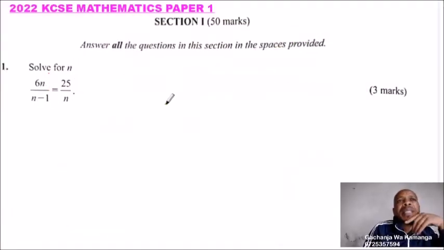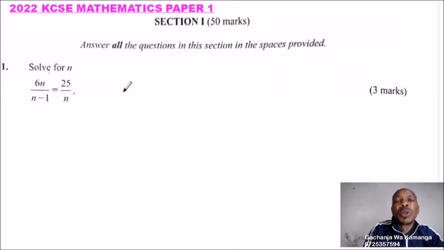This is 2022 KCSE Mathematics Paper 1, Section 1, 50 marks, consists of 16 questions. Answer all the questions in the spaces provided. So question number 1, solve for n: 6n divided by n minus 1 is equal to 25 divided by n.